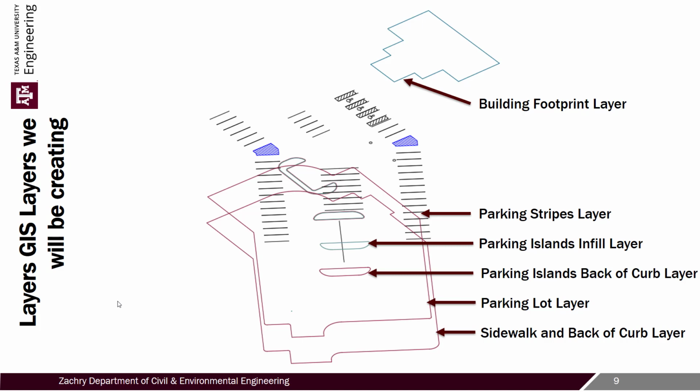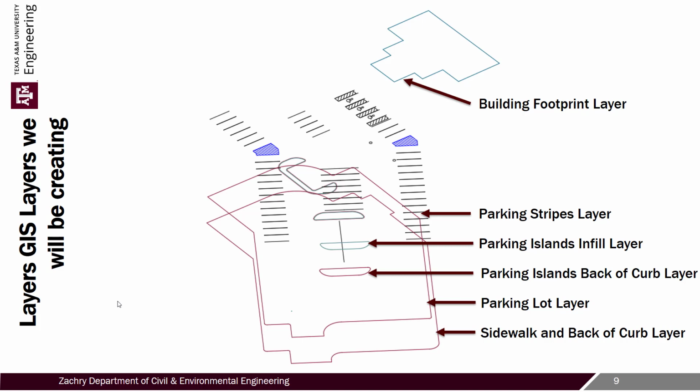Now, in this case, I also have a building footprint. The building footprint is off of my site, but that's normally the last one I put in anyway, and so that would be the other layer that we're going to put in. So we have our sidewalk, back of curb, then our parking lot islands that are going to show off the curb, then the infill, then the parking stripes.